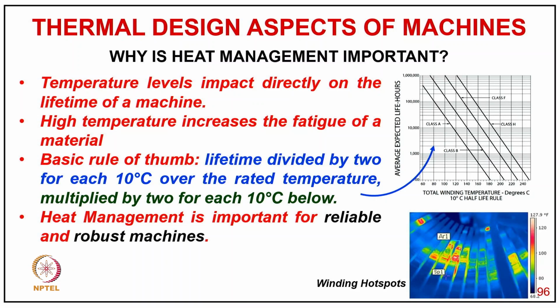So now coming to why heat management is important. The temperature level impacts directly the lifetime of the machine, and high temperature increases the fatigue of a material. The basic rule of thumb is that the lifetime is divided by 2 for each 10 degrees Celsius over the rated temperature, and multiplied by 2 for each 10 degrees below. So heat management is important for a reliable and robust machine, and you can see how the average life is affected with the temperature of the winding, shown as an empirical characteristic. The winding hot spots have quite high temperature, as you see in the side graph showing the temperature variation in the hot spot.